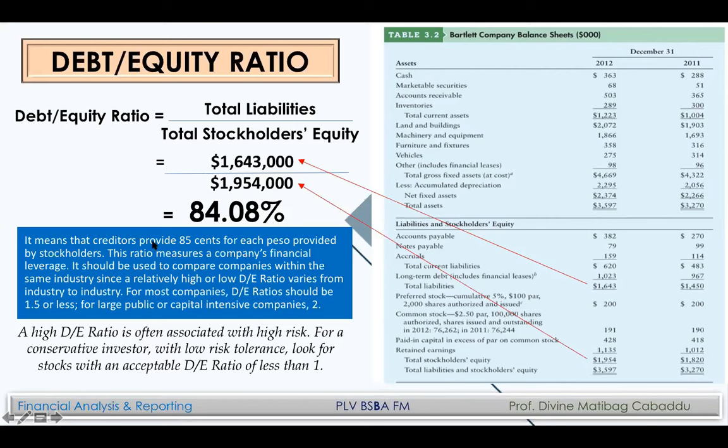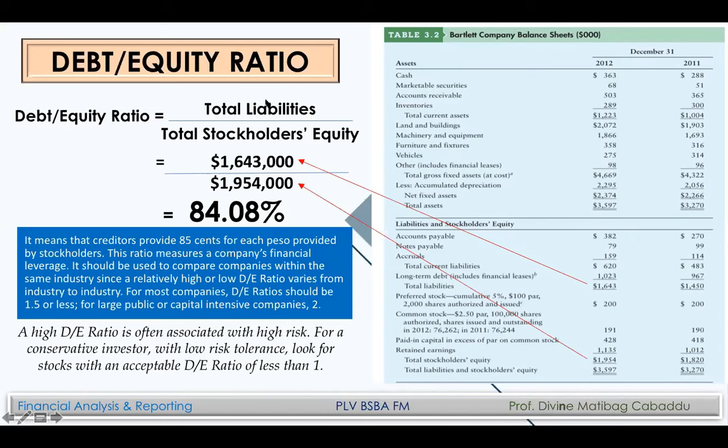So what does it mean? It means that creditors, they provide 85 cents for every 1 peso provided by shareholders. It measures a company's financial leverage. And this ratio should be used to compare companies within the same industry. So definitely, yung debt equity ratio nyo would depend on the industry where company belongs to. So may mga industry na mataas ang kanilang debt equity ratio, normal sa kanila yung 84.08%. So a higher DE ratio is often associated with high risk.